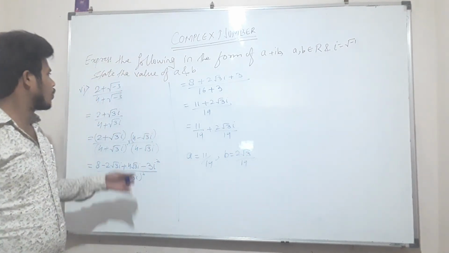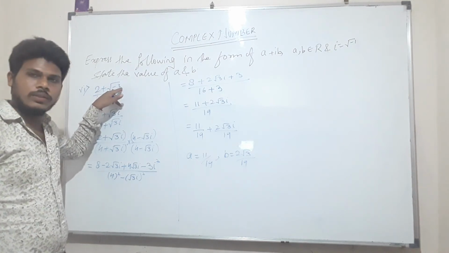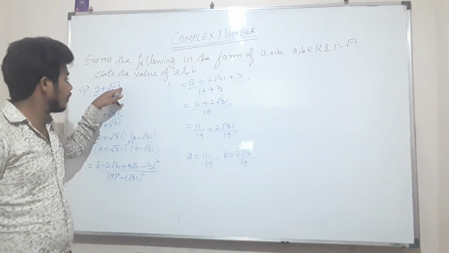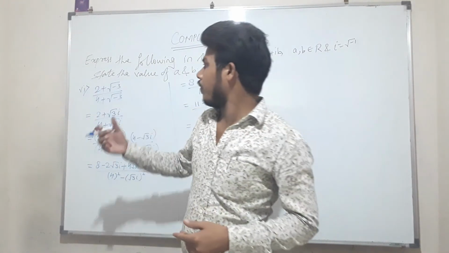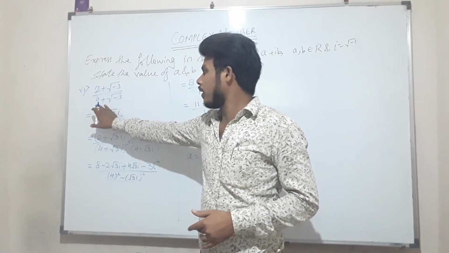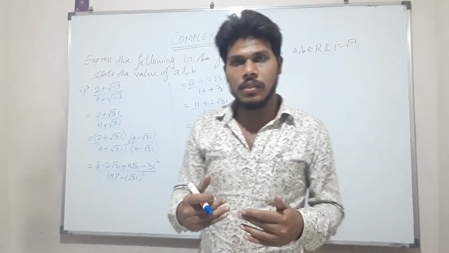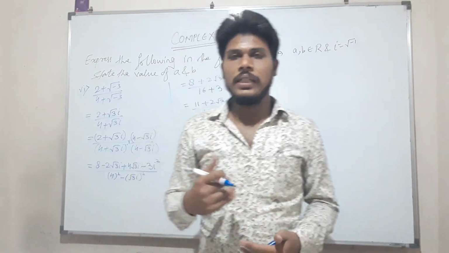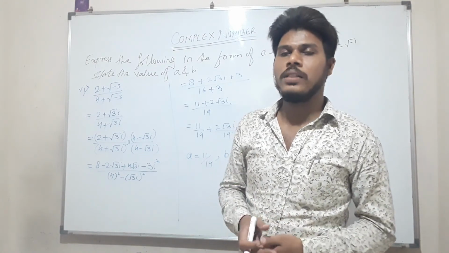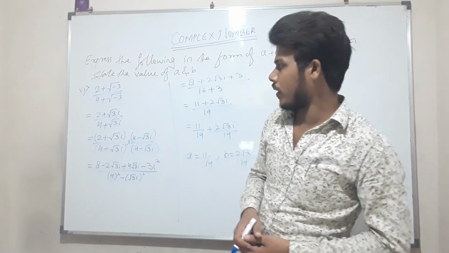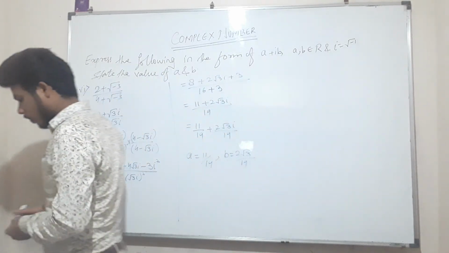Okay, so we can solve it if the question is of the form 2 plus square root of minus 3 upon 4 plus square root of minus 3. If minus is in the square root, we can take the square root of minus outside, and square root of minus 1 is nothing but i. So we can substitute it by i.